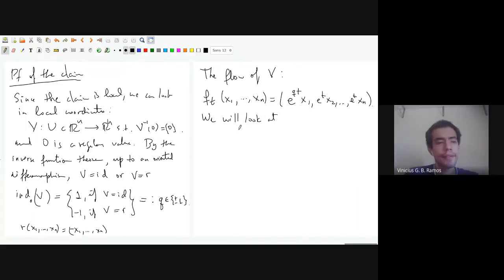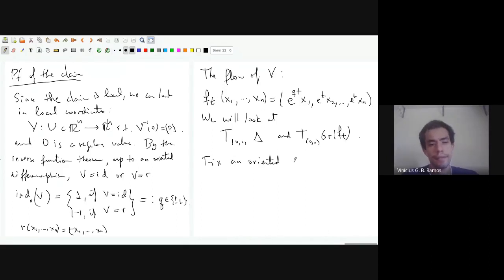Now we will look at the tangent space to delta and the tangent space to the graph of ft at the point 0, 0. You start by choosing an oriented basis of Rn. So fix an oriented basis of Rn. Let's take v1 through vn. This is the fixed oriented basis of Rn.